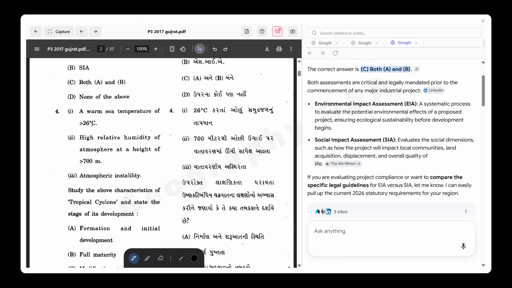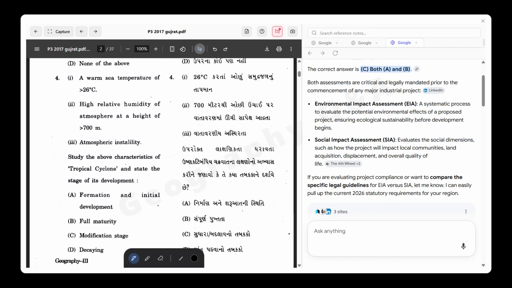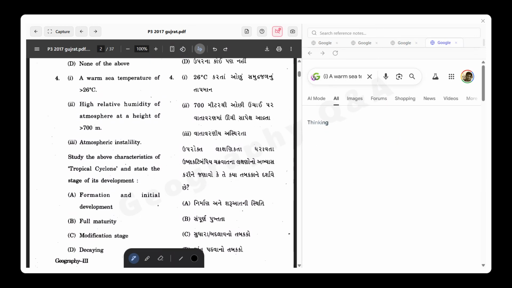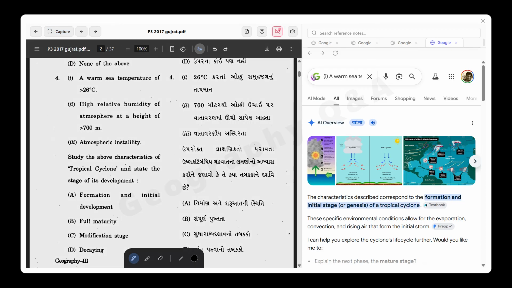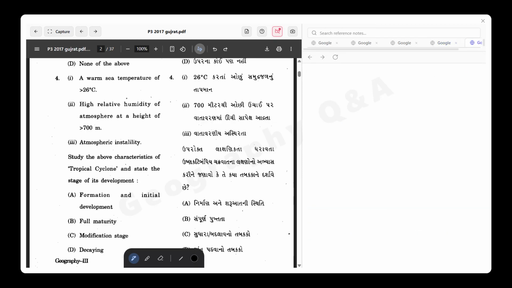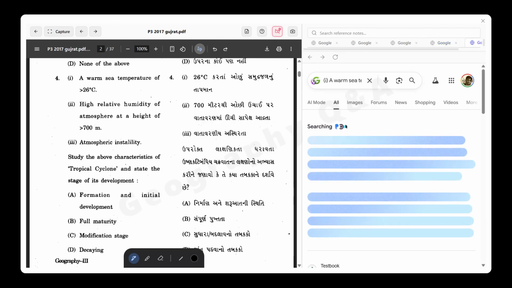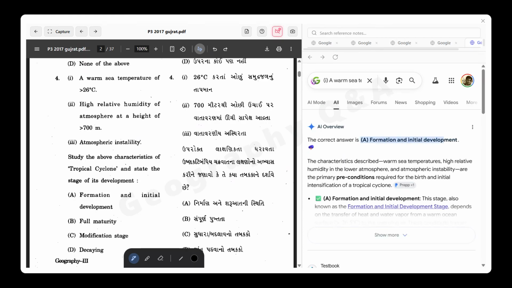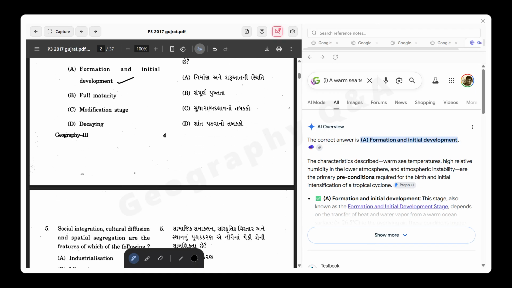Now, the next question: warm sea temperature greater than 20 degrees Celsius, higher relative humidity of the atmosphere at a height of 70 meters, atmospheric instability. So the correct option is formation of the initial development. Formation of the initial development, that is the correct answer.